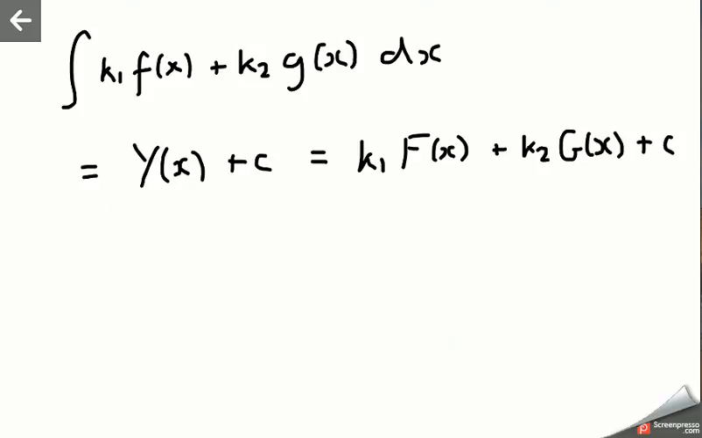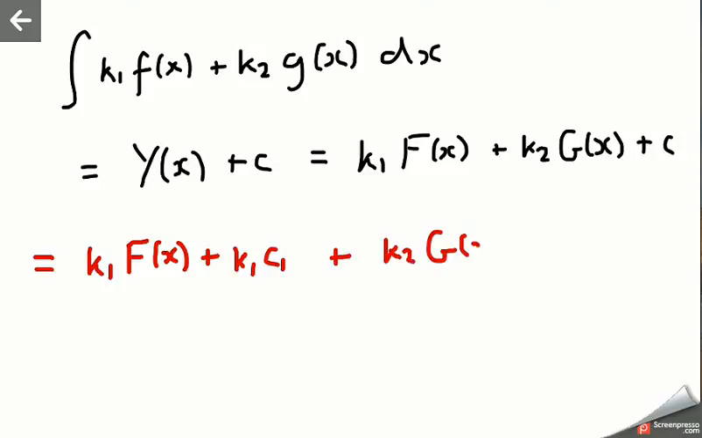What we need to observe is that this c is just some arbitrary constant. It's just some random number. And therefore, I can split it up. We can split this thing up as k1 times big F of x plus k1 times c1, so it's just some random number c1 times k1, plus k2 times big G of x plus, again, some random number c2 times k2.